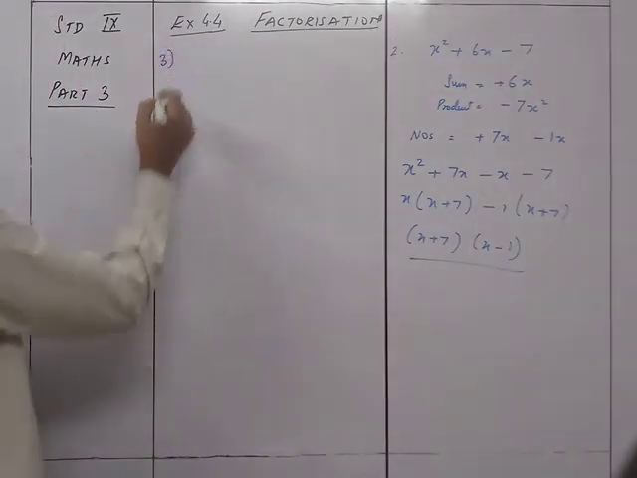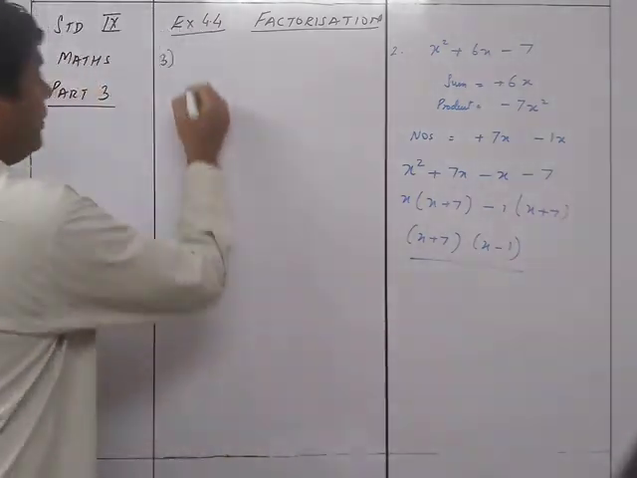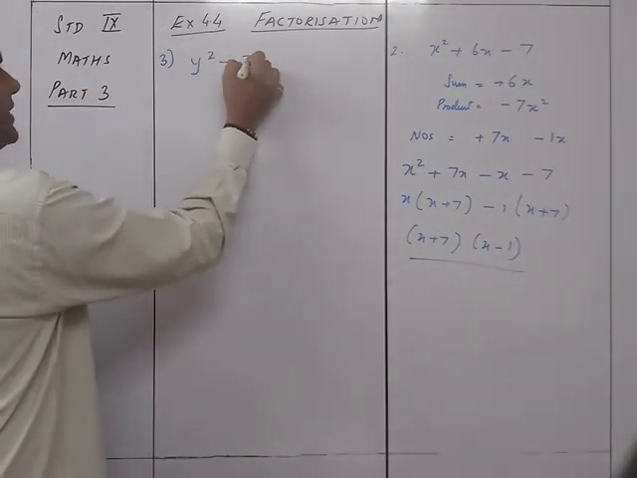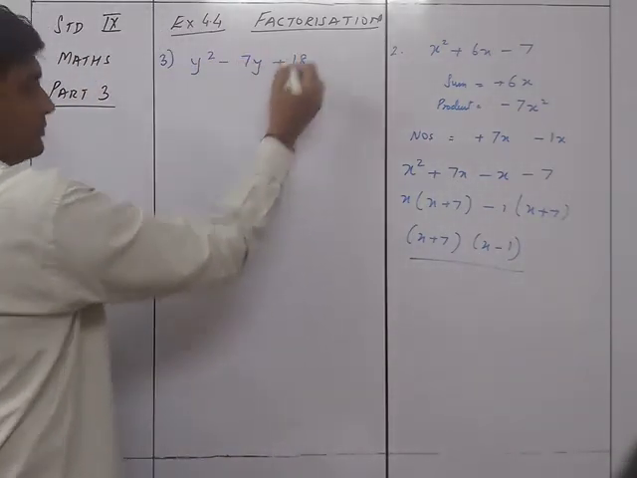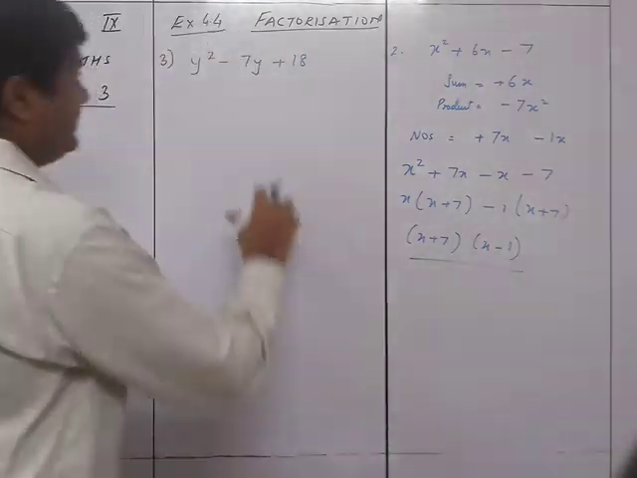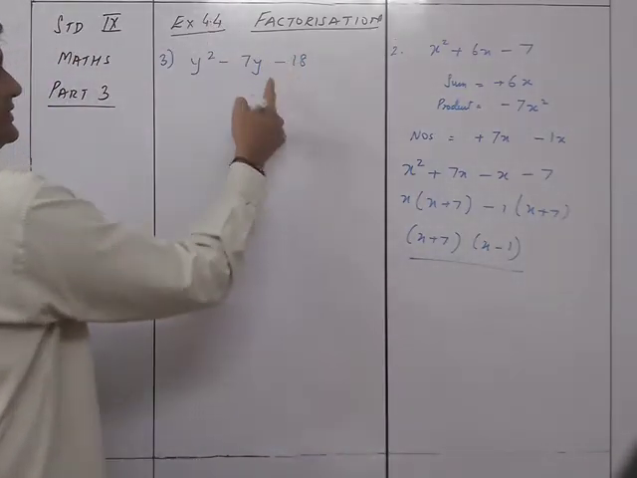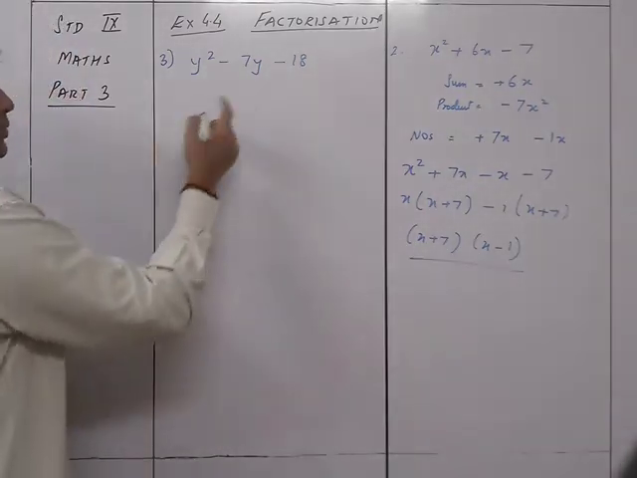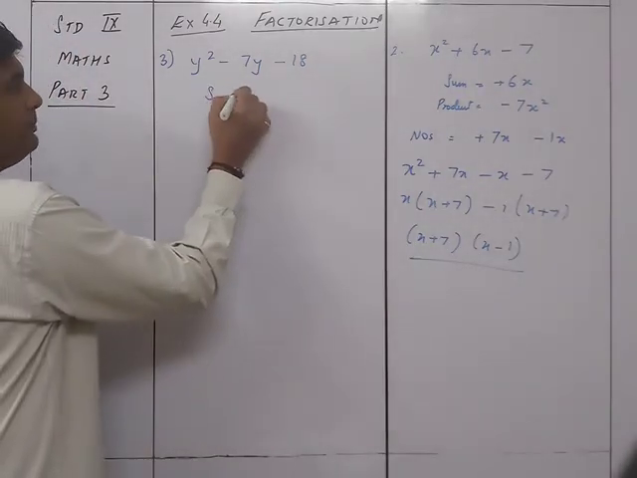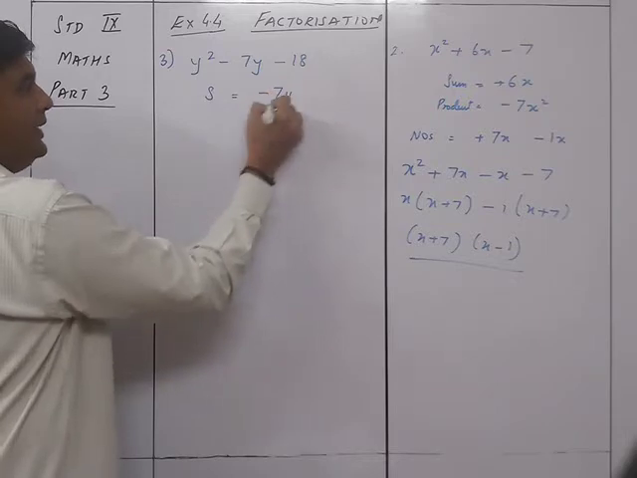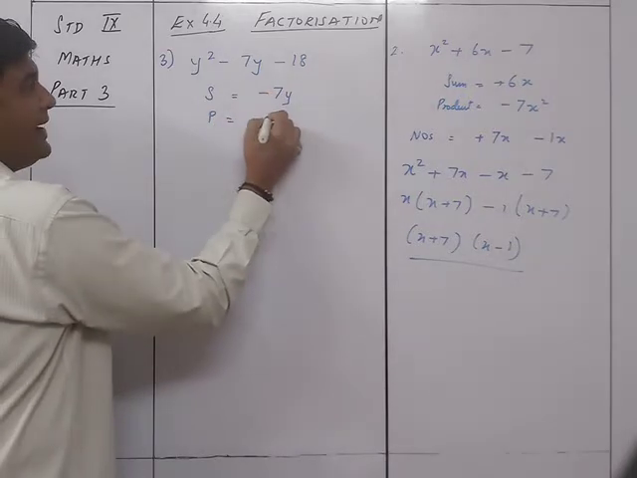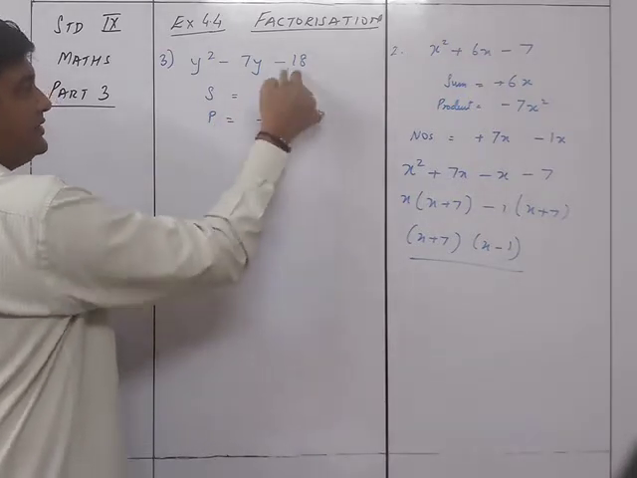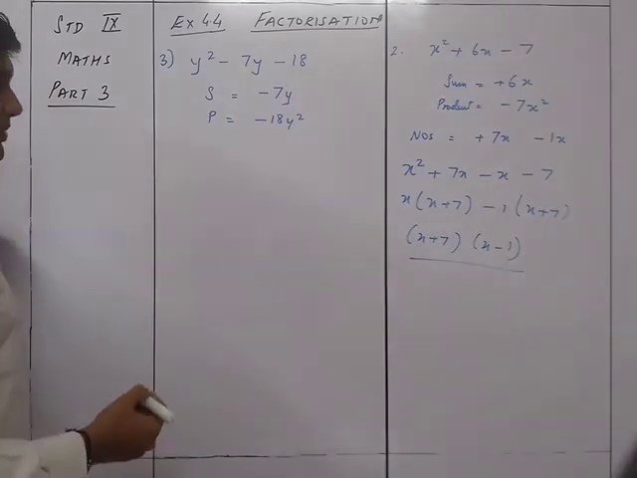So the third sum, it is y square minus 7y minus 18. Okay, y square minus 18, sorry. So again, I can see minus over here. So it will be a bigger and a smaller number and a subtraction sign. So sum is equal to minus 7y. The product is equal to minus 18y square. This into this is minus 18y square.